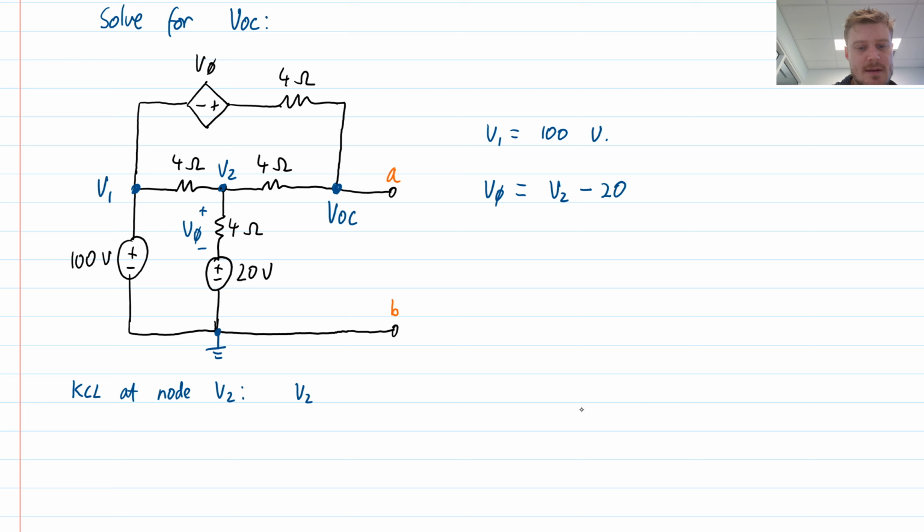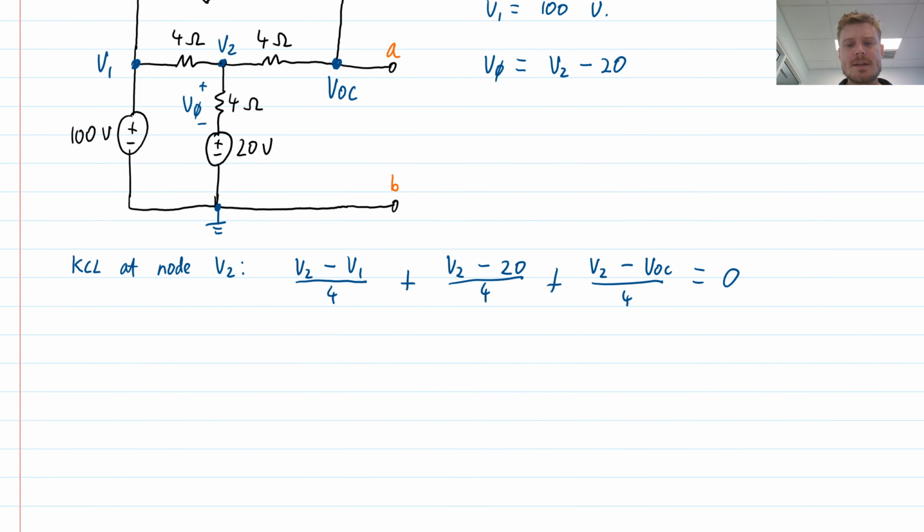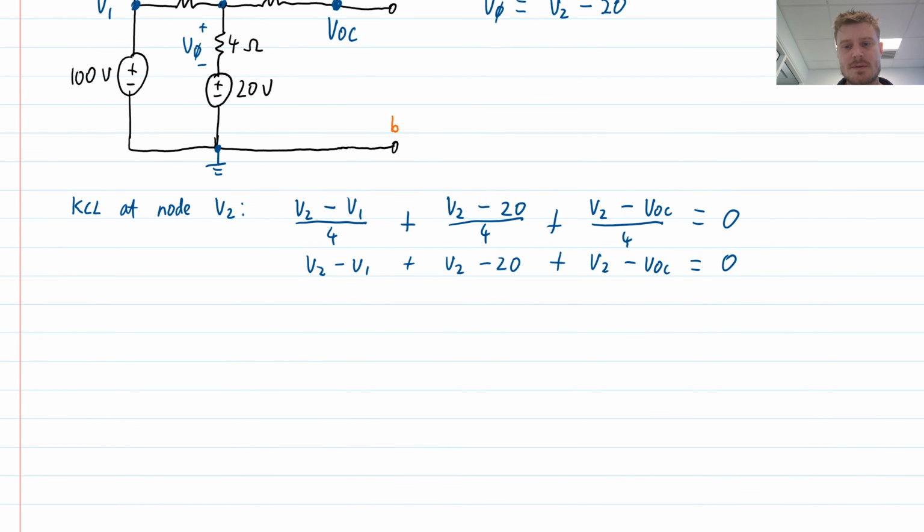To the left, the current through that branch is V2 minus V1 divided by 4 ohms. To the bottom, the current leaving is V2 minus 20 divided by 4, and then to the right, the current is V2 minus VOC, all divided by 4, and that is equal to 0. We can simplify this by multiplying both sides by 4, which gets rid of all of these denominators. So that's V2 minus V1 plus V2 minus 20 plus V2 minus VOC is equal to 0. 4 times 0 will still give me 0.